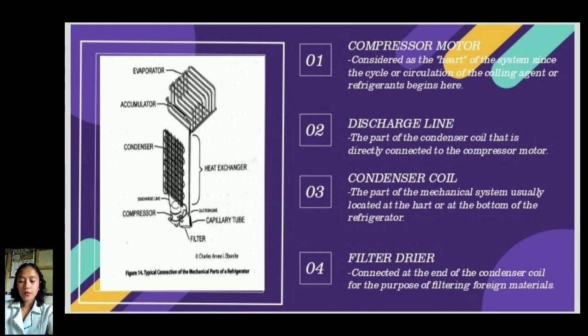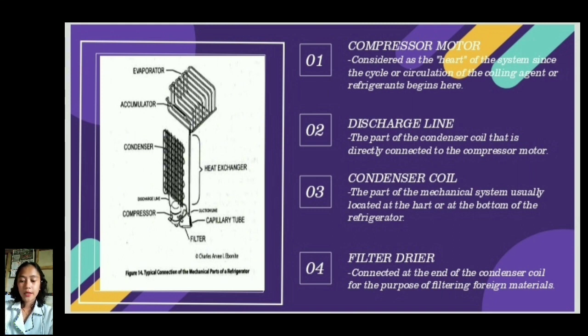And third, we have the condenser coil, the part of the mechanical system usually located at the back or at the bottom of the refrigerator. As you observe in the refrigerator, the condenser produces heat. Kung mapapansin mo, if you have a refrigerator in your home, mainit yung likod ng refrigerator. Kasi yung heat ng food inside the refrigerator is ina-absorb papunta sa labas. It's in the condenser.